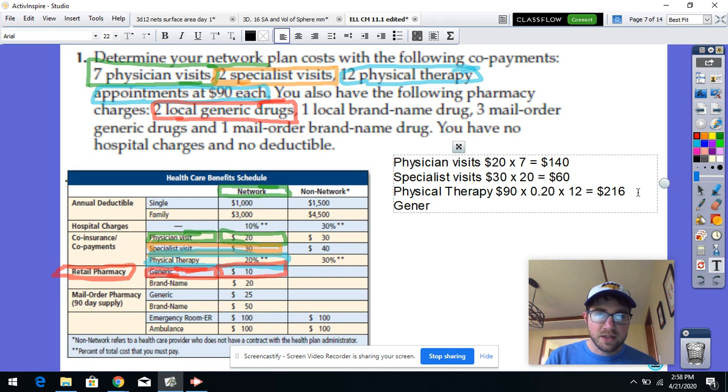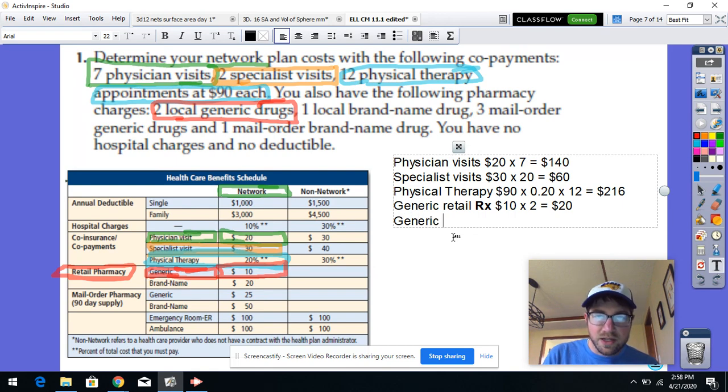So just add on to this bit right here. Generic retail RX. I'm going to say RX as an abbreviation for prescription. If you've never seen that before, that maybe seems weird. I don't know why people do that, but it is actually pretty common to abbreviate prescription with the letters RX. Anyway, generic retail prescription. They're $10 each, and there are 2 of them, so that'll cost us $20.